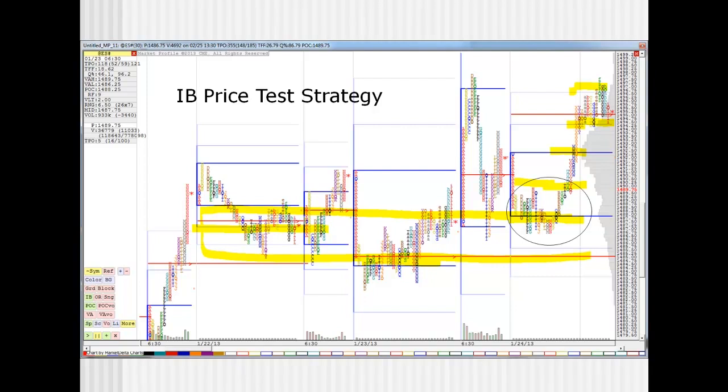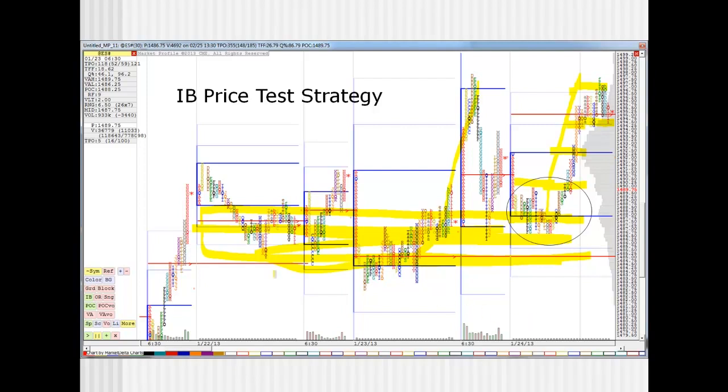Every time prices have spent time here, have tried to drop lower, they have moved back up higher. Once again, we move back up higher again. So this is a key level or a key area of support. Keep an eye on those IBs, or the initial balance levels.